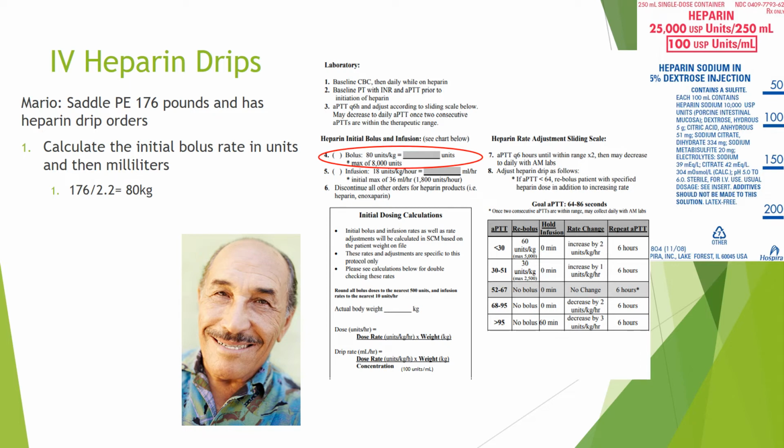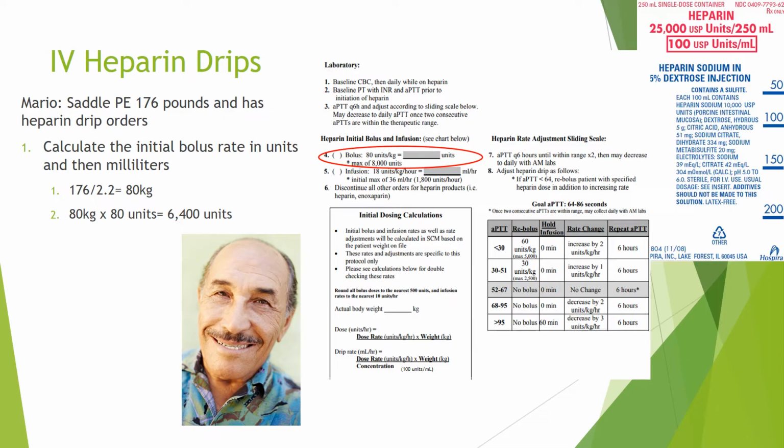Then you can see here that the bolus is 80 units per kilogram. So 80 units for each of those 80 kilos, which would be 80 times 80, or 6,400 units. So this patient, Mario, will be getting a loading bolus dose of 6,400 units. And notice our max bolus dose is 8,000 units. So this kind of helps me recognize that the math is probably in the right ballpark. I didn't get 64,000 units or 640 units. I'm closer to the max, but I'm not over the max.